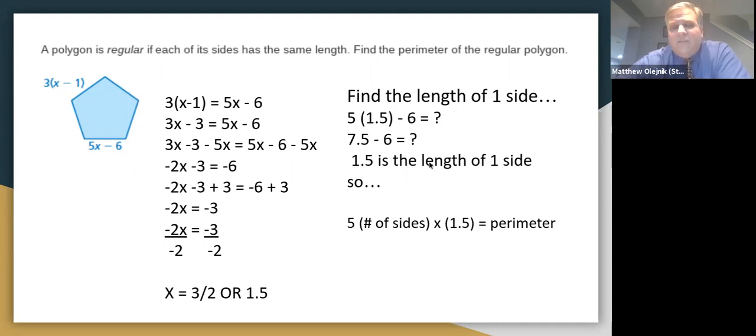So now we have to find the perimeter of the regular polygon. Well, this pentagon has 5 sides, penta meaning 5. And so 5 times 1.5 is going to give us our perimeter. And I get a number answer of 7.5. There really weren't any units listed here, but they're asking for a perimeter, so I just put the generic word units in there for this one.